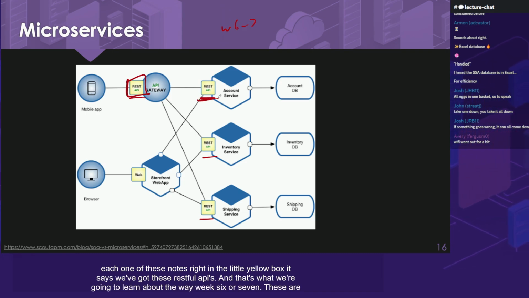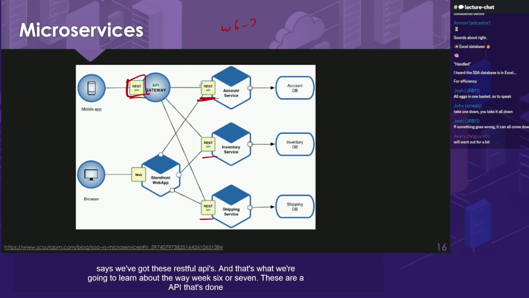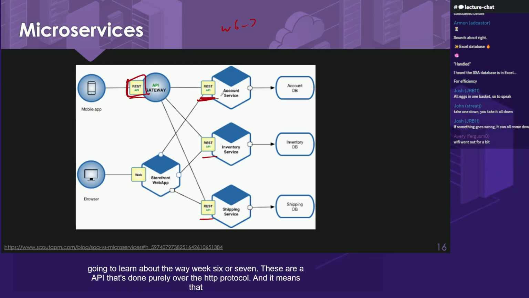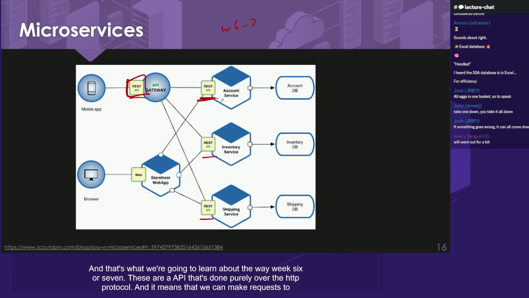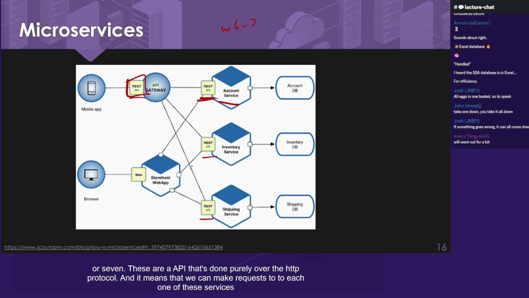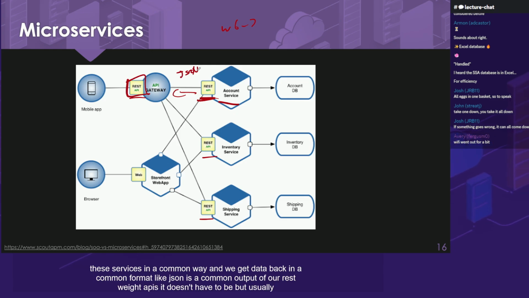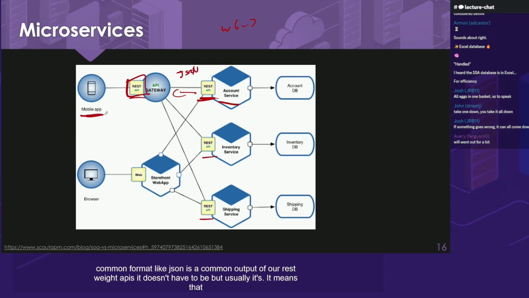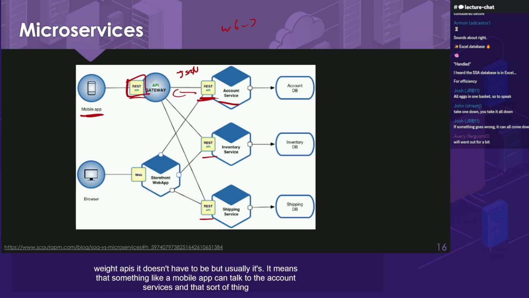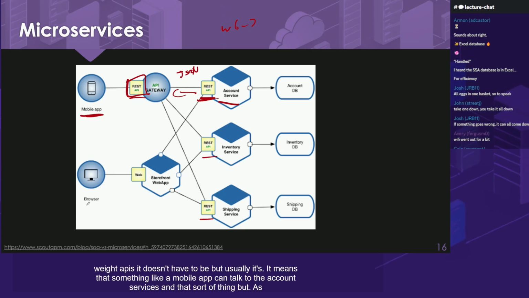These are an API that's done purely over the HTTP protocol, and it means that we can make requests to each one of these services in a common way, and we get data back in a common format. JSON is a common output of our RESTful APIs. It doesn't have to be, but it usually is. It means that something like our mobile app can talk to the account services and that sort of thing, but differently to our browser, right?